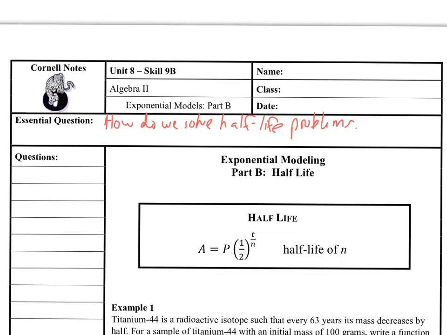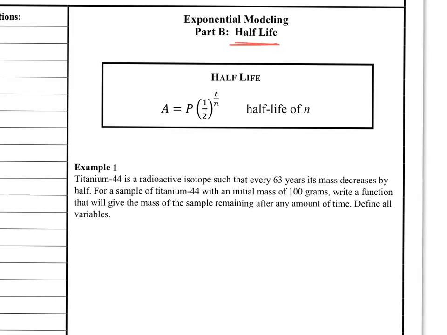All right, so 8.9b is half-life questions, and the essential question is how do we solve half-life problems? It is a specific style of question that is directly related to the happens-every-n problems that we just did last class, where the rate is always going to be, you guessed it, a half, and that's it. So it's kind of nice. There's no 1 plus to worry about. We're just going to put a half inside the parentheses and go from there.